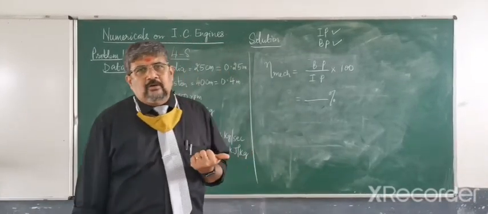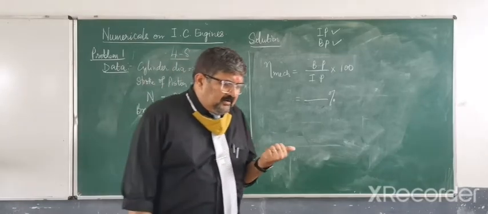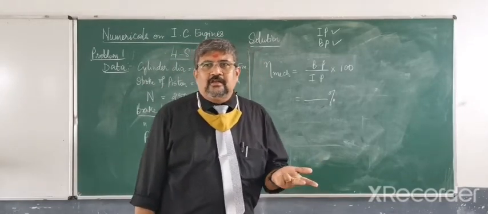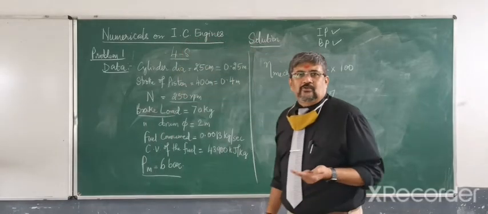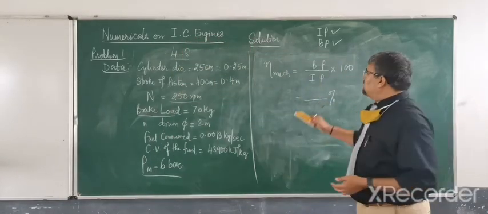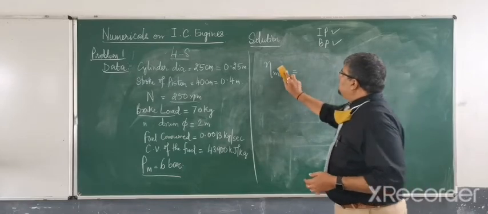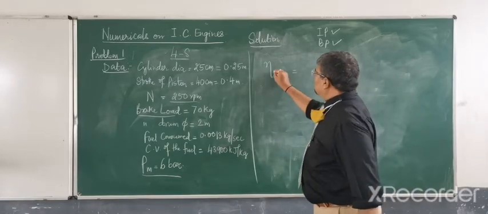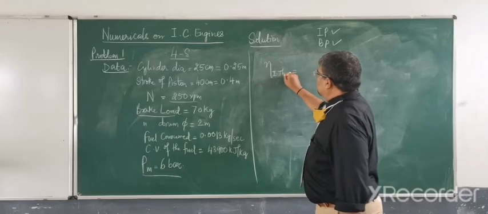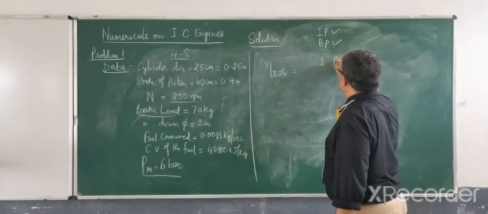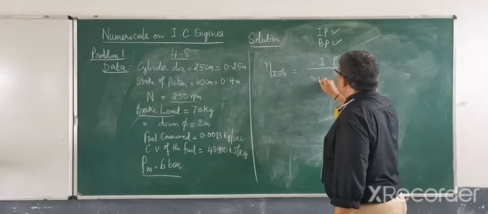So we have found out what the indicated power is, what the brake power is, and what the mechanical efficiency is. What remains is to find out the indicated thermal efficiency and brake thermal efficiency. So I write indicated thermal efficiency as indicated power divided by M into CV.